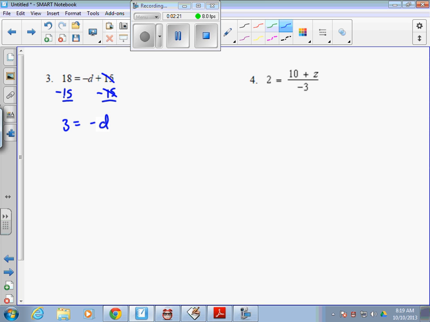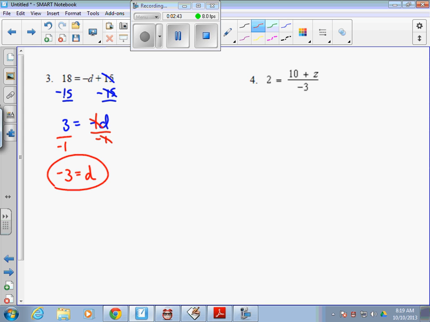That says negative d or negative 1d if you need to write that in where you can see it. That means negative 1 times d. Undo that by dividing by negative 1. If you divide the right, do the same thing to the left. A positive divided by a negative is a negative 3, and times divided will cancel out. D's value equals negative 3.